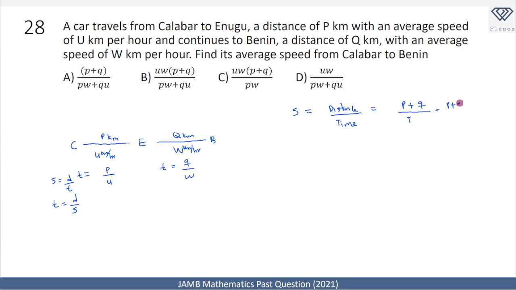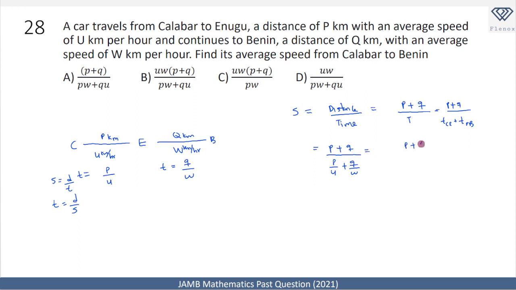So the total time it takes is just going to be what? P plus Q over the time from Calabar to Enugu plus the time from Enugu to Benin. And that is just going to be P plus Q over, what is the time from Calabar to Enugu? P over U. And what is the time from Enugu to Benin? Plus Q over W. So now what do we need to do? We just need to simplify this to make it make more sense.